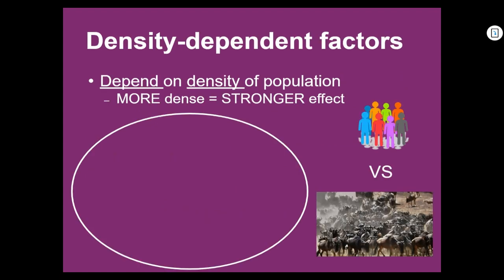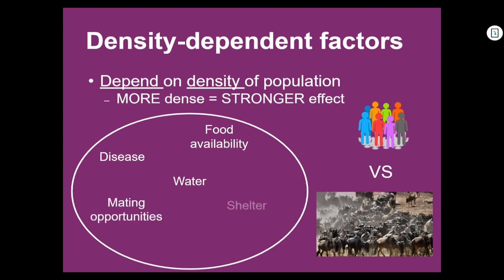So density dependent factors, right? They depend on the density of a population. So the more dense, the stronger the effect is of that density dependence, right? So disease, food availability, water, mating opportunities, shelter, all of these right here, you see that the more dense something is, the stronger the effect of that is going to be. And then predation, just meaning predators, right? Things that eat all of the other organisms, like wolves, right, are predators to deer.